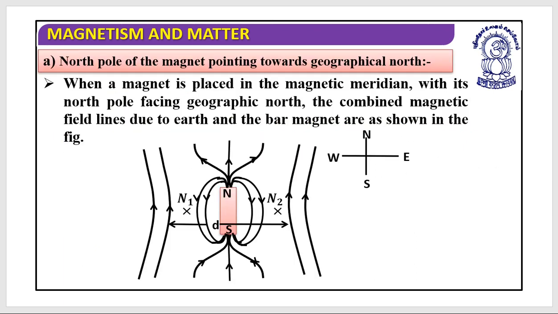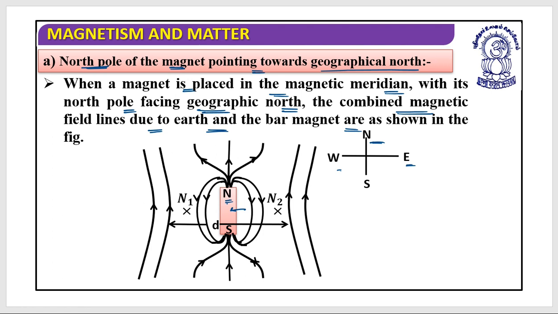Let's begin. First case: the north pole of a bar magnet pointing towards the geographical north. Let's have a look. This is my bar magnet. This is the north pole, this is the south pole, and this is north, east, west, south. So the north pole of the bar magnet is facing the geographical north. When a magnet is placed in the magnetic meridian with its north pole facing geographical north, the combined magnetic field lines due to Earth and the bar magnet are as shown in the figure.